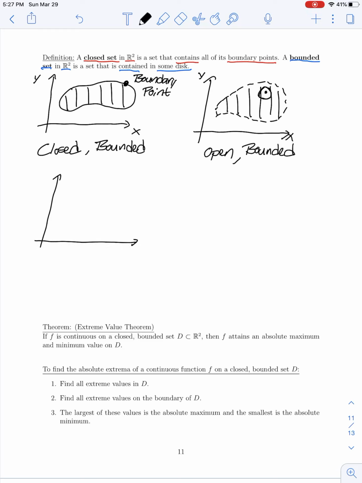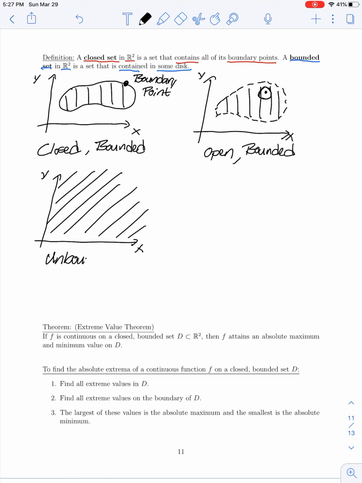So what is an example of an unbounded set? Well, we could say, for instance, all of the first quadrant in the xy plane. If we consider all points with positive x and y values, we cannot enclose the first quadrant within any disk, no matter how large the radius. Therefore, this would be an example of an unbounded set.